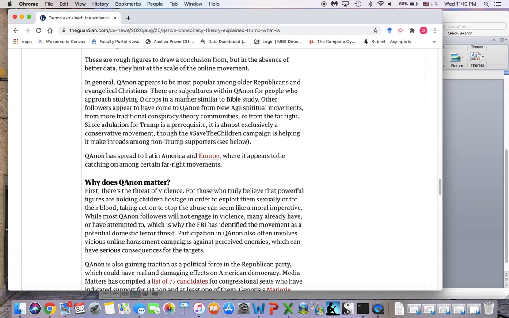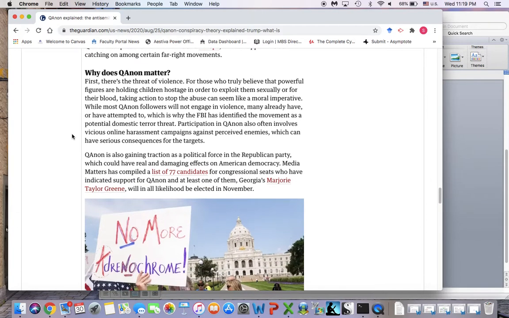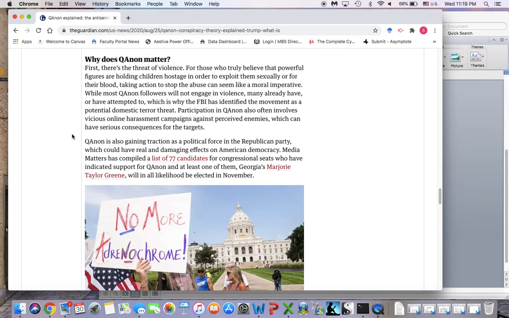So let's see. Appears to be most popular among older. Yeah, really, those are just observations. Okay. Why does QAnon matter? Here we'll get into claims.